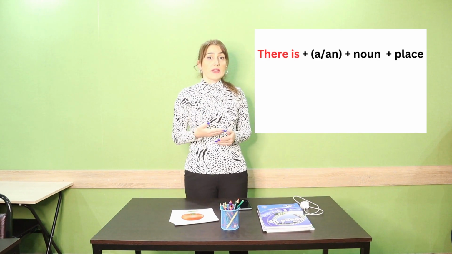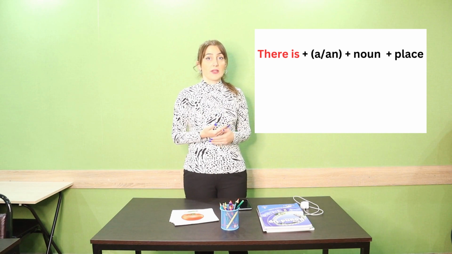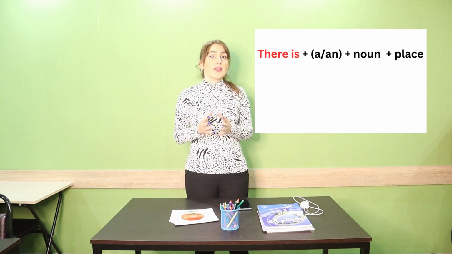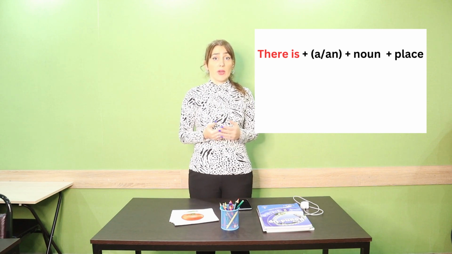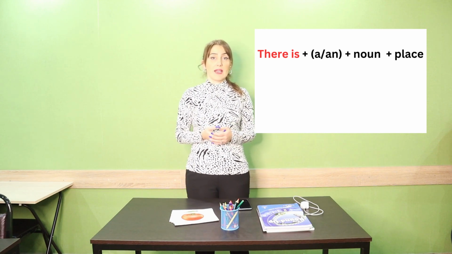We use there is and there are when we try to attract someone's attention to something or someone. For example, there is a mobile phone on the desk. There is a charger on the desk. As you see, there is followed by an indefinite article and a noun. But if the noun is uncountable, then we don't use any article. We can say there is water in the glass.